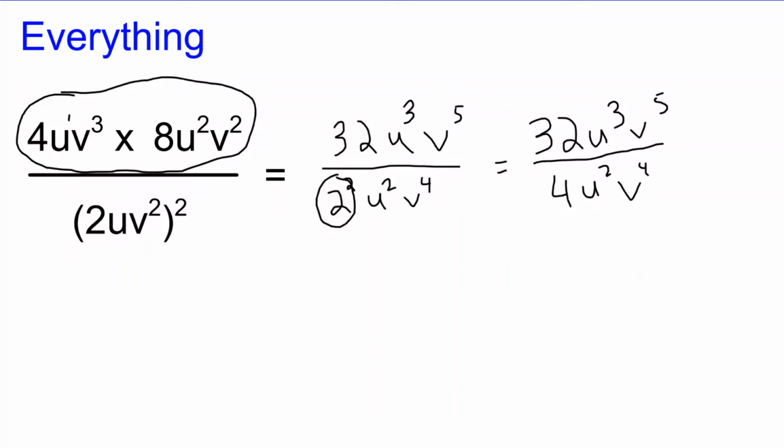Now this is just like the last problem we just saw, where we have division. So we're going to do division from left to right, each thing at a time. So the first part is 32 divided by 4, which is 8. So that's covered. U to the power of 3 divided by u to the power of 2, which is just u to the power of 1. That's covered. And last, we have v to the power of 5 divided by v to the power of 4, which is v to the power of 1.